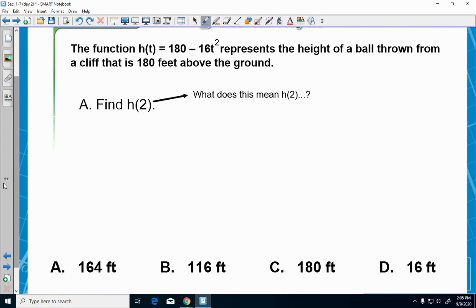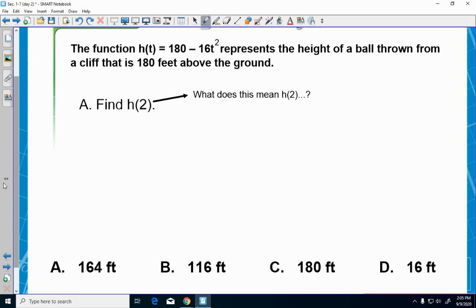Okay. So now I've switched it from G to H. We had a third function. But here it says that h of t represents 180 minus 16t squared, and that represents the height of a ball thrown from a cliff that's 180 feet above the ground. Don't act like you guys have never been on something high and thrown something off of it. By mistake, or just, oh, don't act like you never chucked something off the top of a building. Never? All right, you're a good kid.